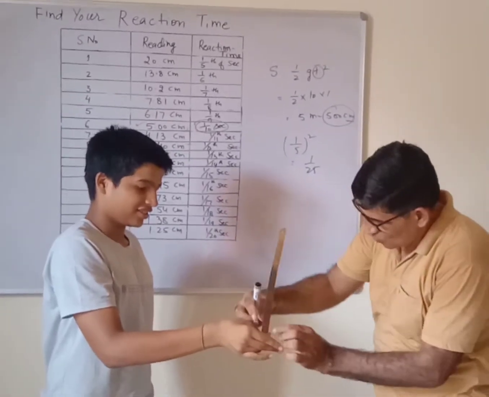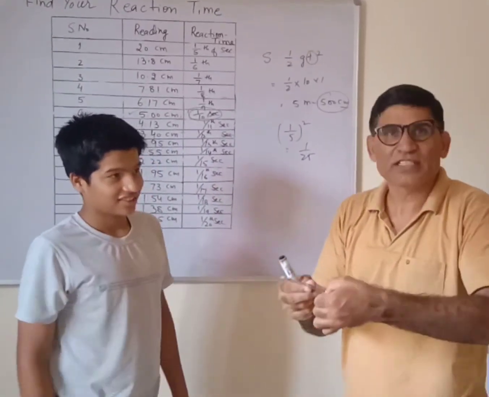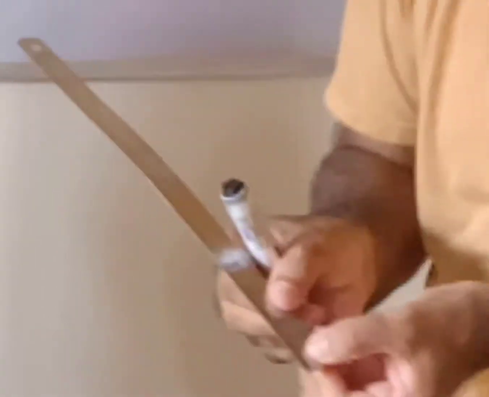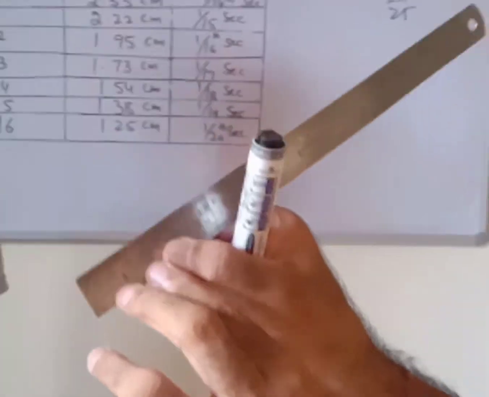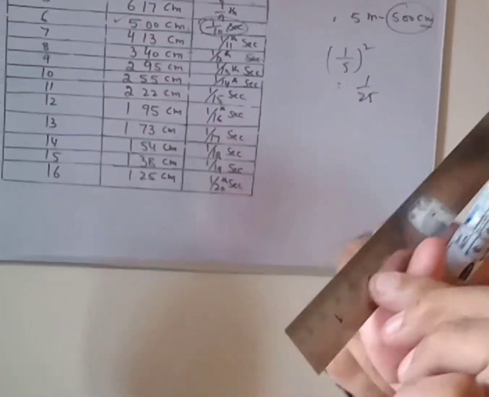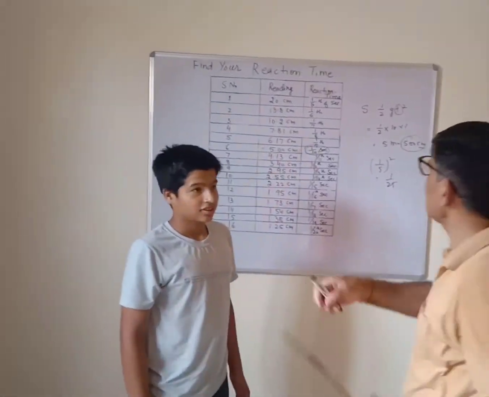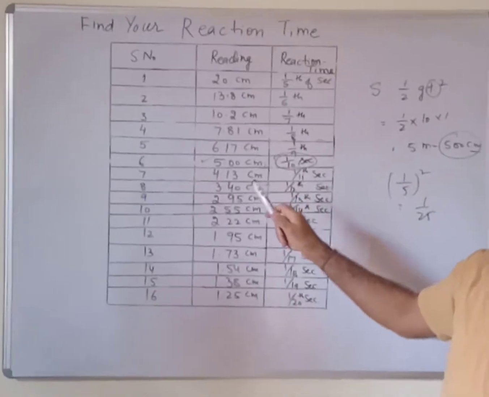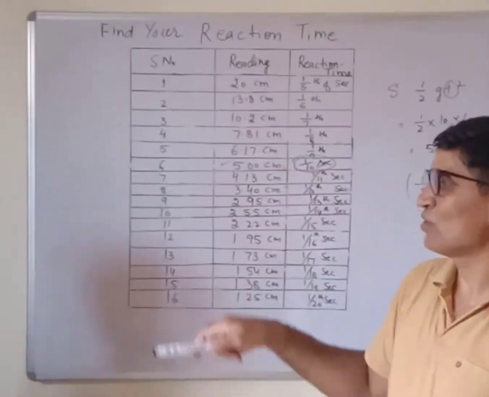Okay, very good. This scale has 30 centimeter on it maximum. So Ankit, your reaction time, you can see, is 5 centimeter here. Exactly, this is an approximate value. So 5 centimeter on this table means the reaction time is 1/10 of a second. You will be given one or two more chances.